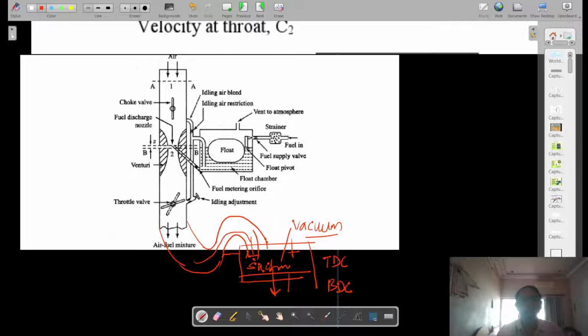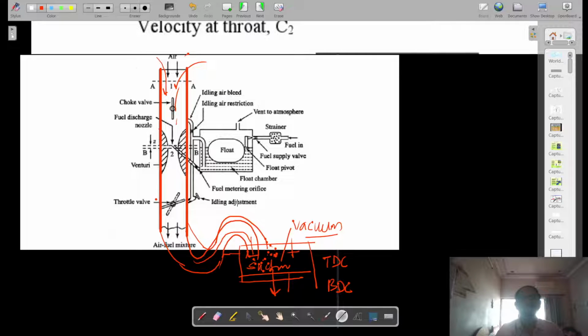This is connected to this passage, and this passage is connected to atmospheric air. Since the pressure here is less than atmospheric, the surrounding air rushes inside. So the researchers made this passage a circular tube, a cylinder-type portion. This is the tube.